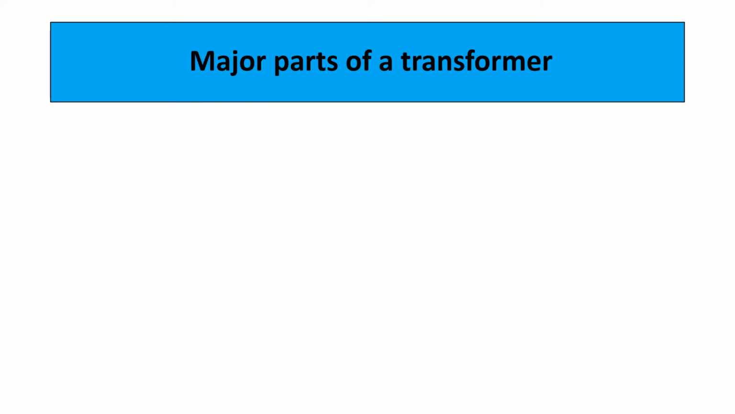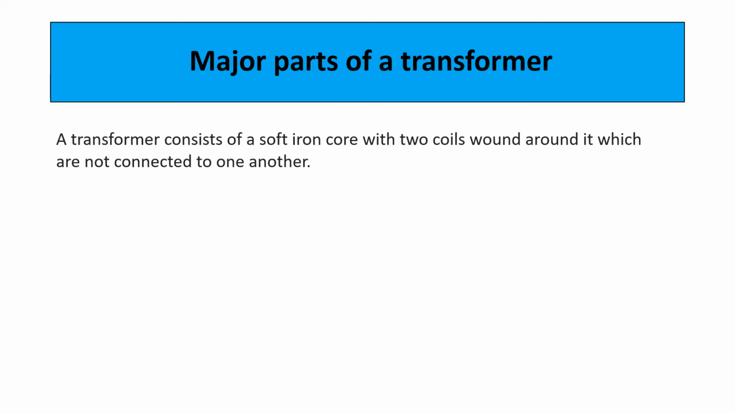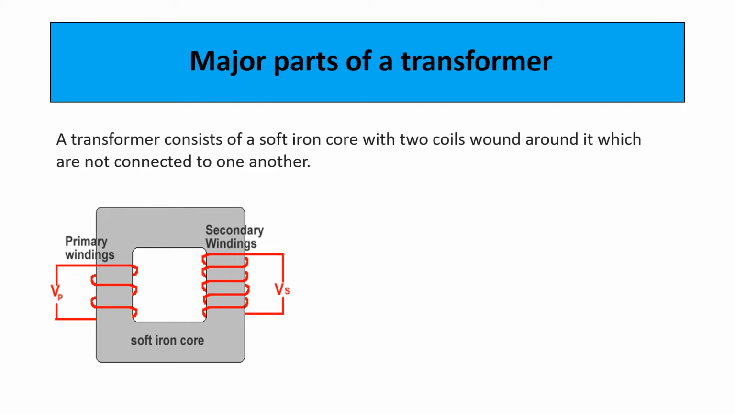What are the major parts of a transformer? The transformer consists of a soft iron core with two coils wound around it which are not connected to one another. Look at this diagram. This is the soft iron core and two coils. This is the primary coil and this is the secondary coil. Two coils are wound around this soft iron core and these coils are not connected to each other. This core will act as a support to the winding in the transformer.